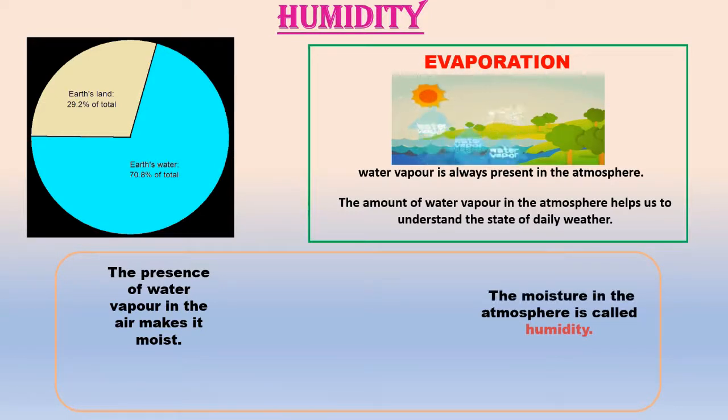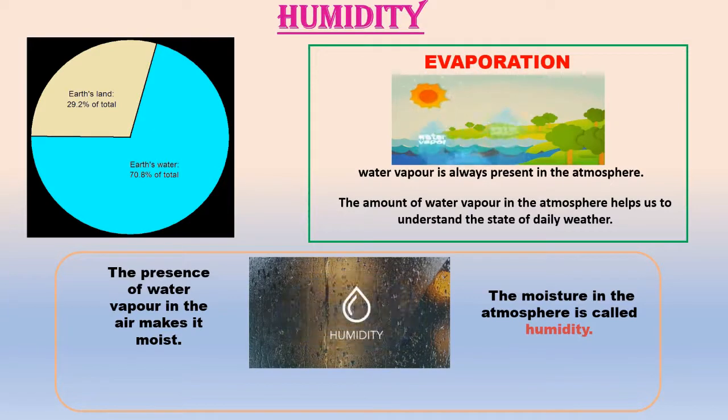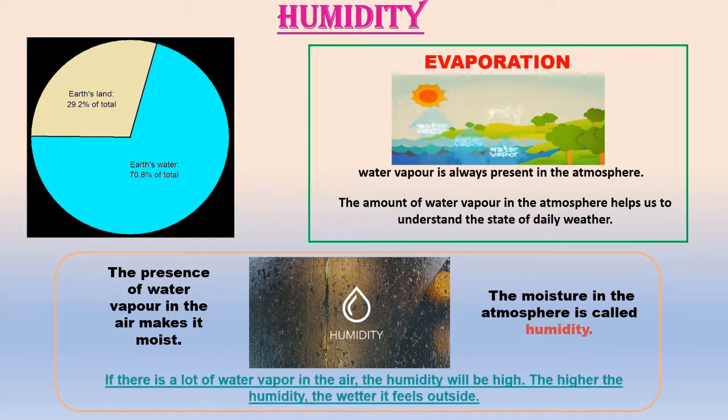And the moisture in the atmosphere is called the humidity. So this moisture which makes the atmosphere slightly wet is known as the humidity. In the picture we can see that due to the greater content of water vapor, the water vapor has been turned into water droplets. So this moisture in the atmosphere, the feeling of wetness in the atmosphere, is known as the humidity.